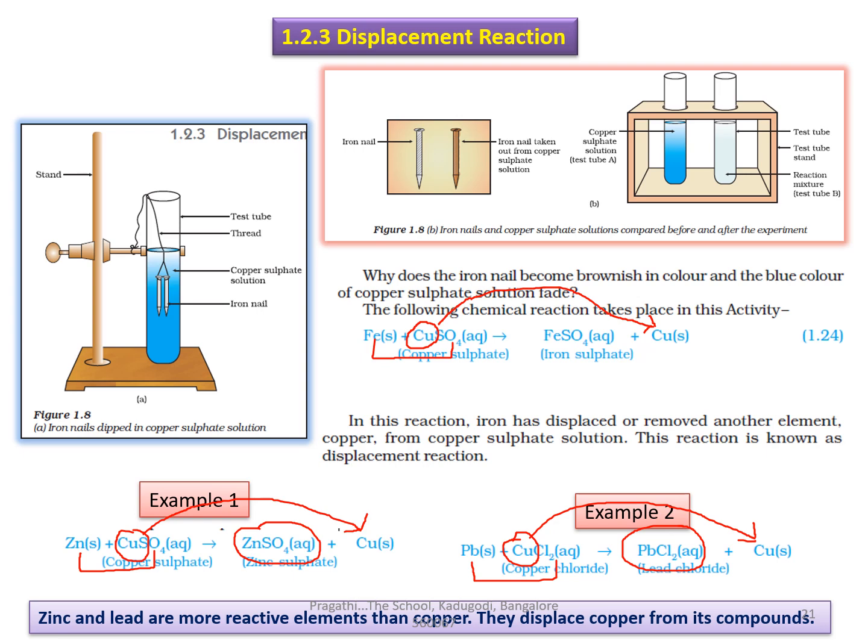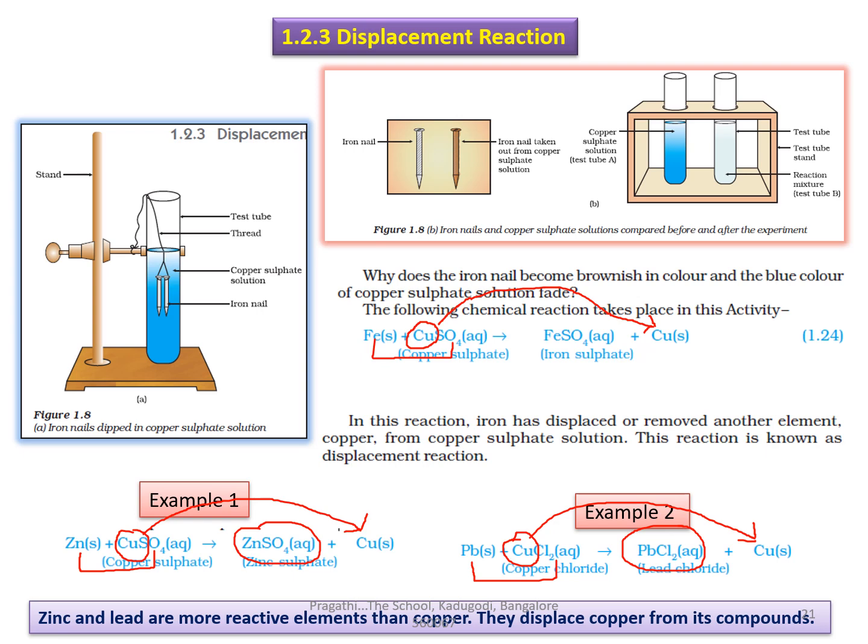Pour that copper sulfate solution in a test tube and take nails here. Okay, take 2 nails here. The nails have to be tied here. Keep it for some time. Okay, keep it for some time. What will happen? Both are dipped in copper sulfate solution.